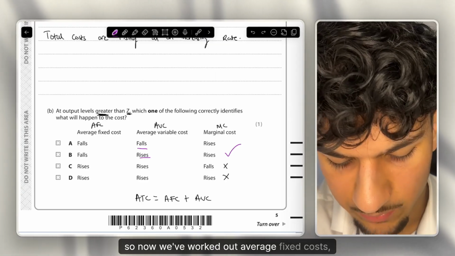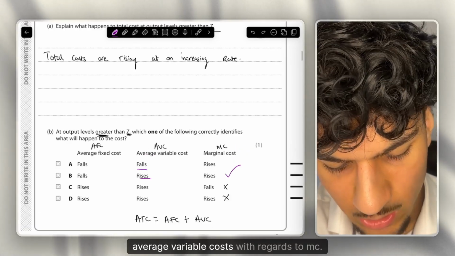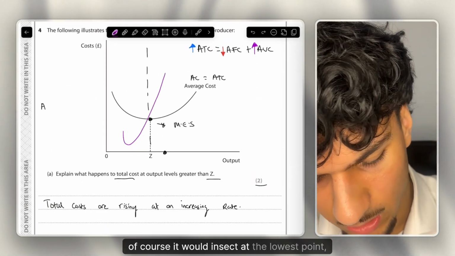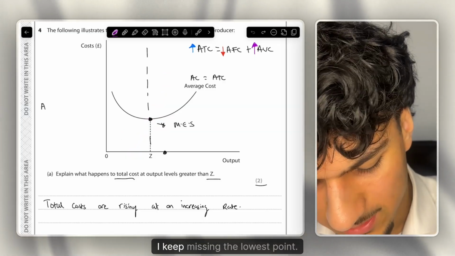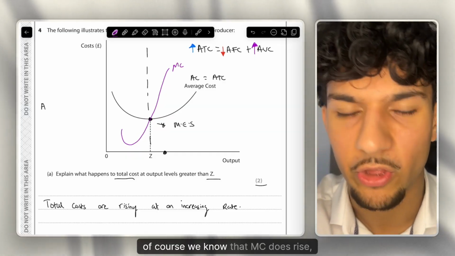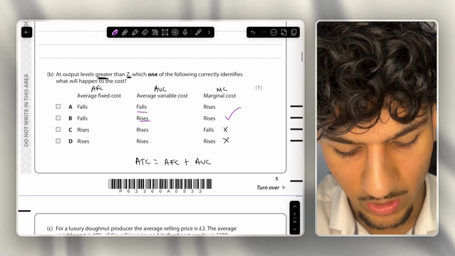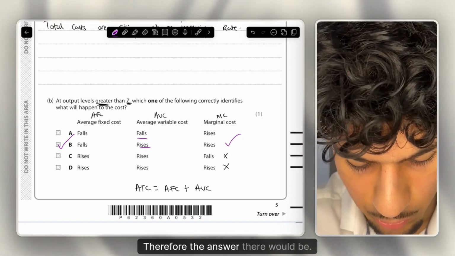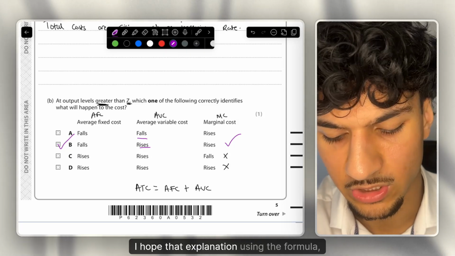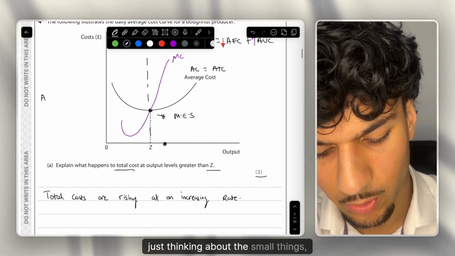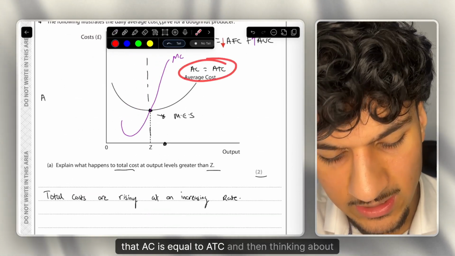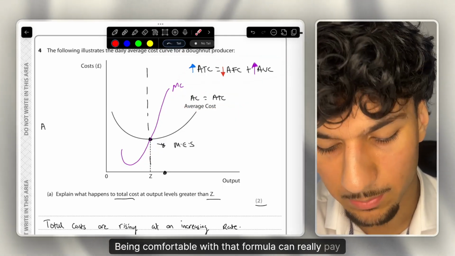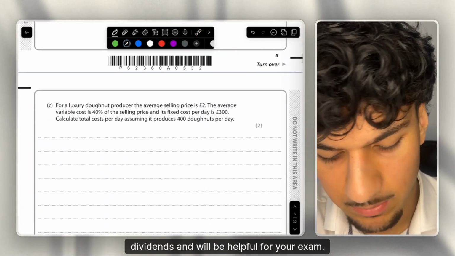So now we've worked out average fixed costs and average variable costs. With regards to MC, if you just imagine the curve there, of course it would intersect at the lowest point. I keep missing the lowest point, but of course we know that MC does rise, especially when the firm is suffering diseconomies of scale. I hope that explanation using the formula, just thinking about the small things, that AC is equal to ATC, and then thinking about what's happening here, being comfortable with that formula can really pay dividends and will be helpful for your exam.